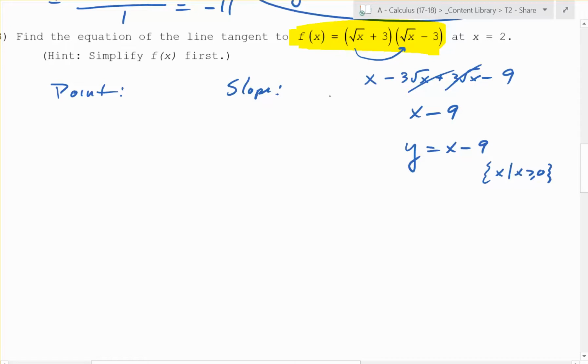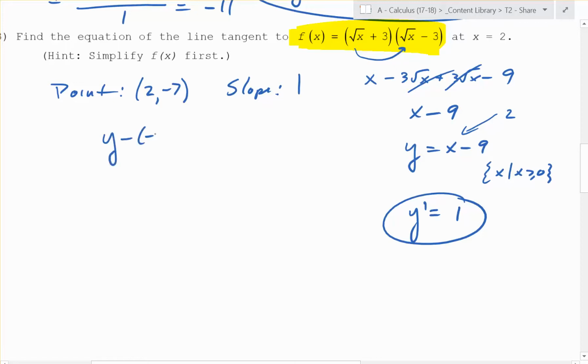So what about at x equals 2? We know the point has to have an x value of 2. So what happens when you plug 2 in right there? 2 minus 9 is negative 7. So we have 2, negative 7. What's the slope going to be? Well, y prime is just 1. A line has a constant slope, and the slope in this case is 1. So it's y minus negative 7 equals 1 times x minus 2, which is y plus 7 equals x minus 2. Exciting. That's all you need there.